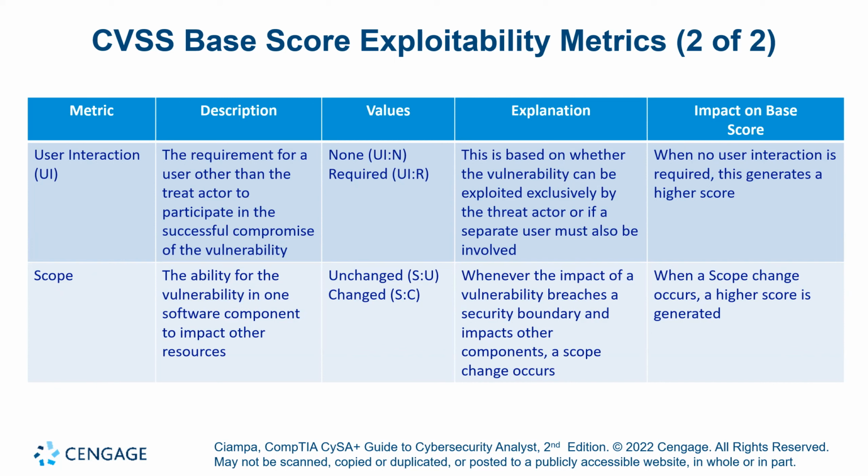The scope, the ability of the vulnerability in one software component to impact other resources. There's unchanged and changed. Whenever the impact of a vulnerability breaches a security boundary and impacts other components, a scope change occurs. When a scope change occurs, a higher score is generated. Yes, this is why you air gap. Yes, that is exactly why air gapping was created.